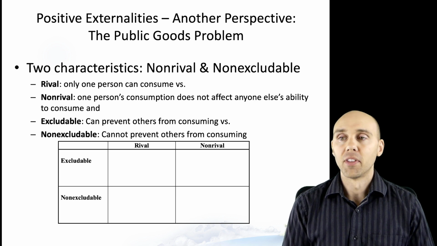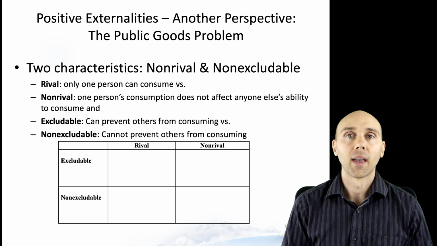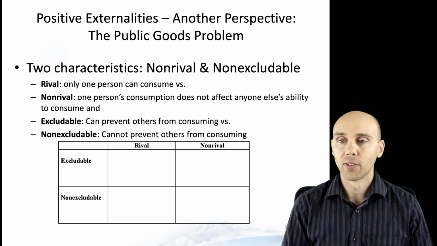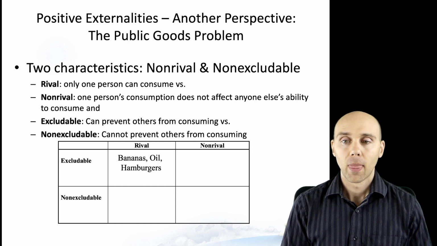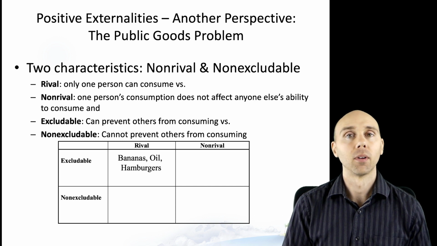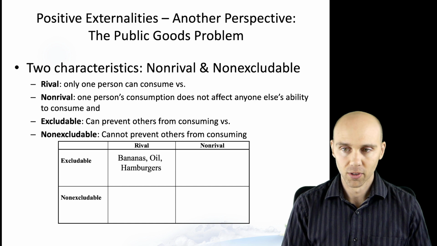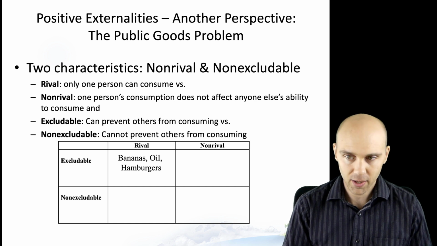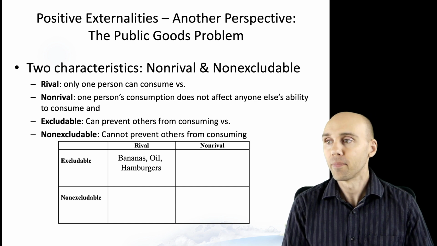So let's look at some of the different types of goods we'll get in each of these categories. For example, if a good is excludable and rival, we've essentially got a private good, and those are the goods we've been looking at so far in this course. So anything that you can buy: coffee, bananas, oil, hamburgers, and so forth.